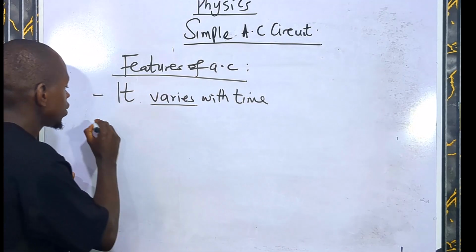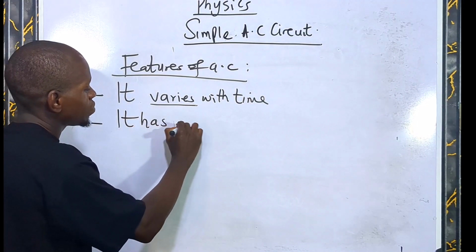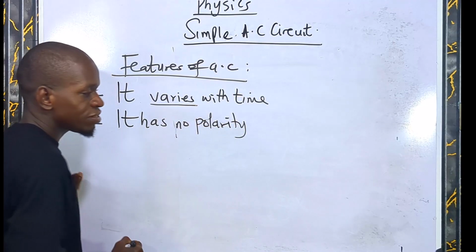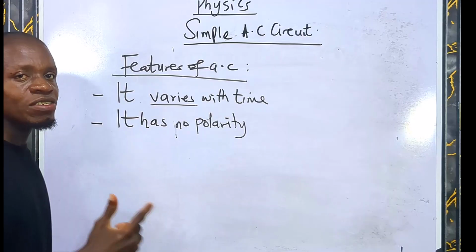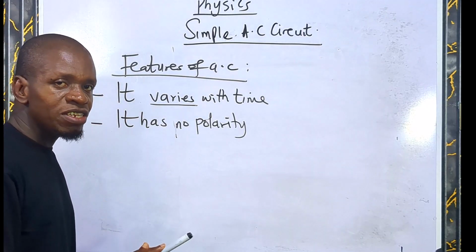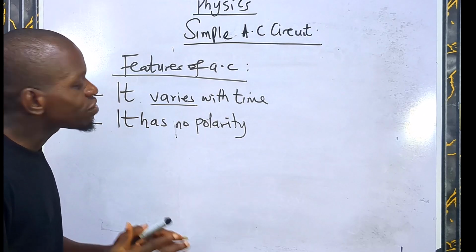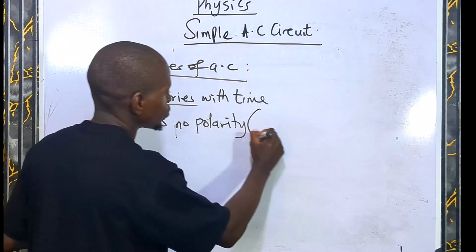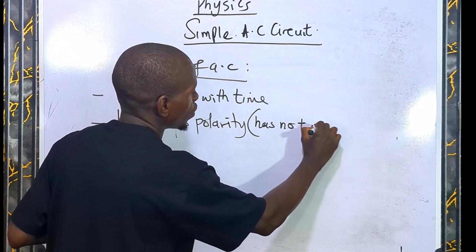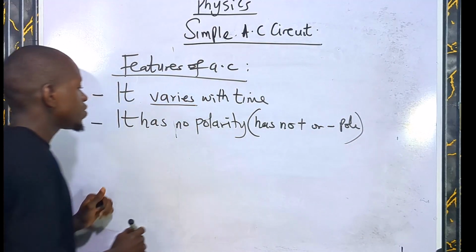Number two is that it has no polarity. Alternating current has no polarity, unlike direct current, which has polarity, the positive and the negative pole. But alternating current has no positive or negative pole or terminal. It has none of this.